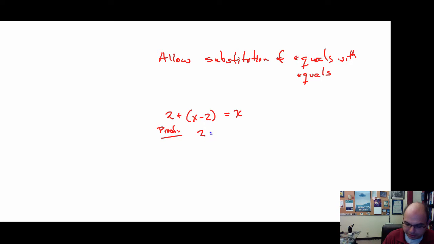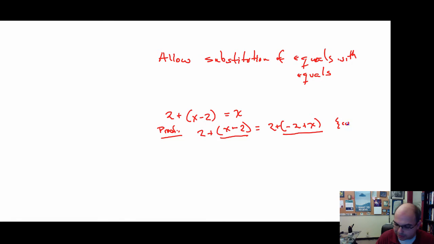I always start with the left hand side, so 2 plus x minus 2. That's going to be equal to 2 plus minus 2 plus x. And the reason that's happening is that I took x minus 2 and I rewrote it as minus 2 plus x. That's commutativity. And then what are we going to do? I'm going to say that this is actually equal to 2 plus minus 2 plus x, and that's associativity, which means that I can change the parentheses.